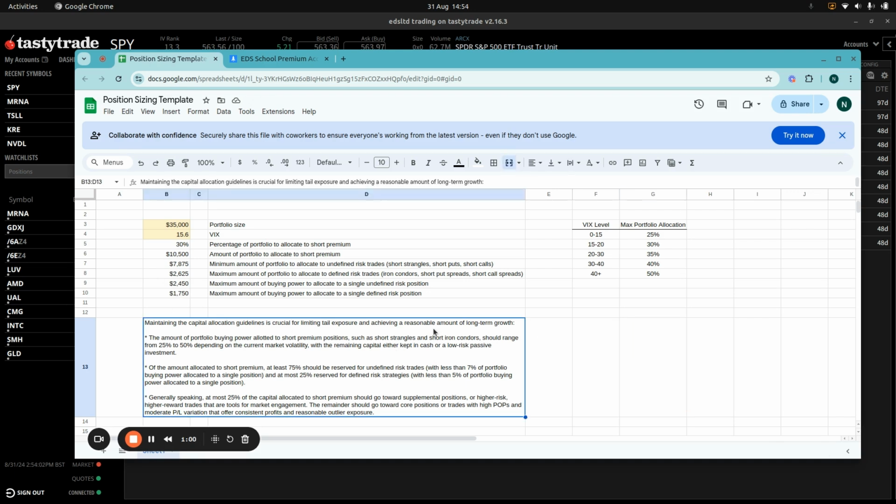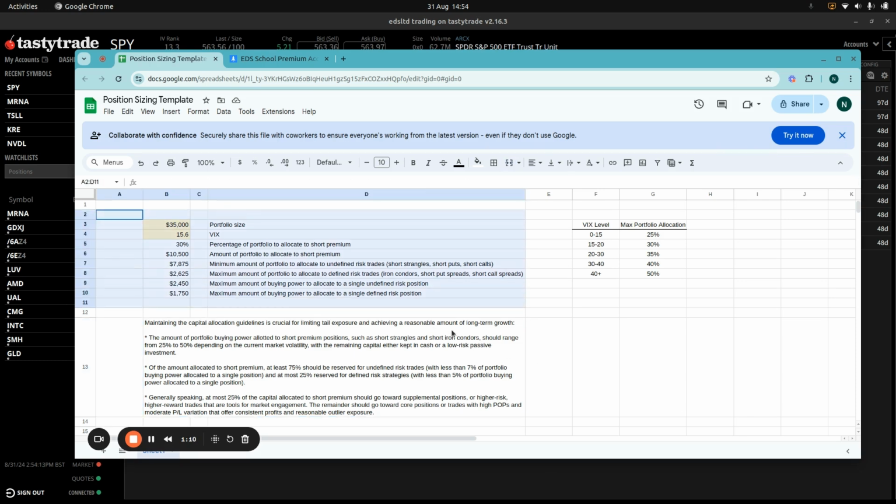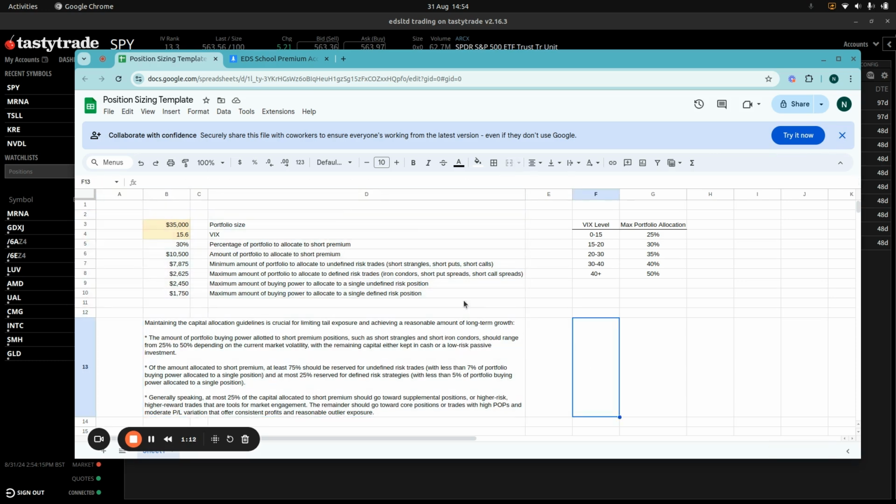So the first thing, when it comes to managing positions and managing risk, is you need to control the size of your position upon entry. And one way that you can do that and manage everything is by using a spreadsheet like this.